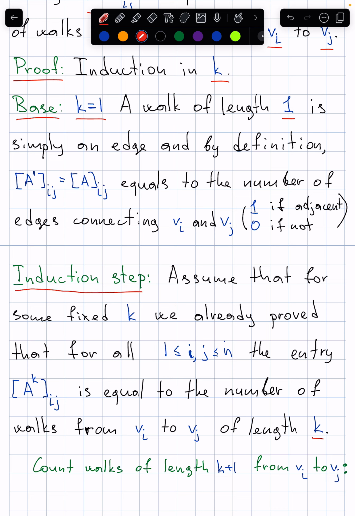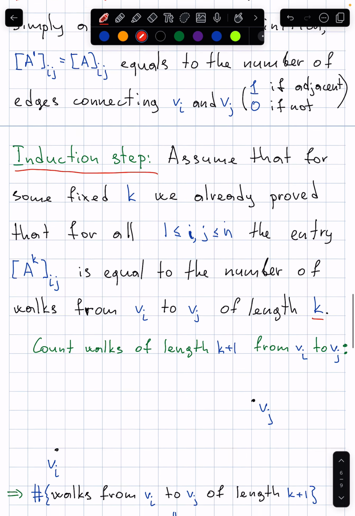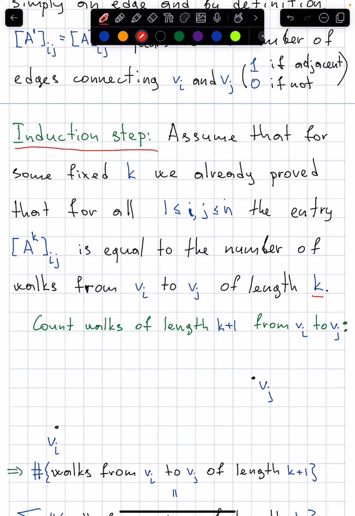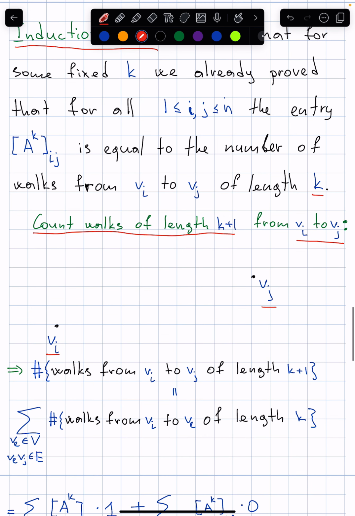Now we have the induction step. We assume that for some fixed k, we already proved this statement: that the entries of the kth power of the adjacency matrix count walks of length k between the vertices. Now we want to count the walks of length k plus 1 between some two vertices, vi and vj. So we want walks of length k plus 1, but we already counted walks of length k.